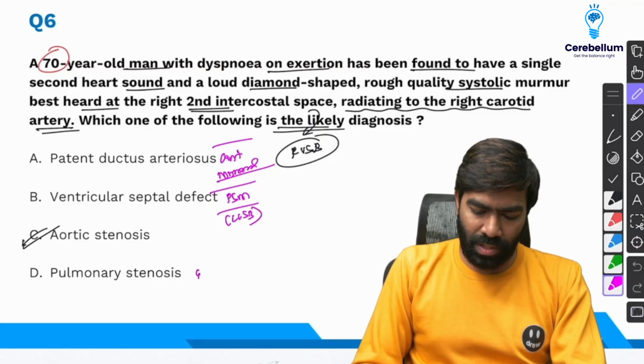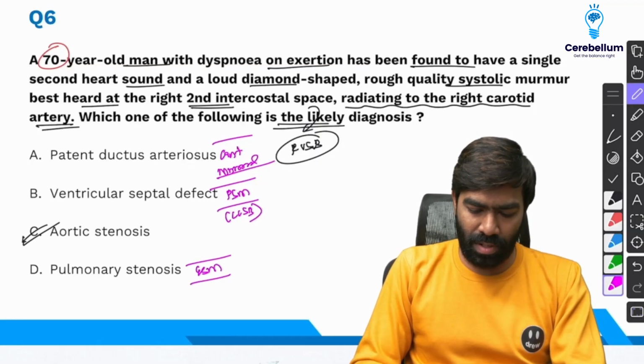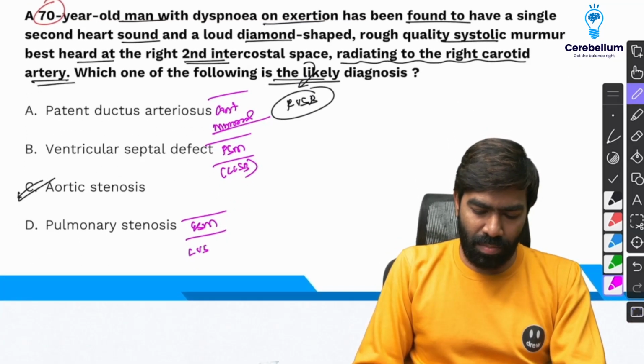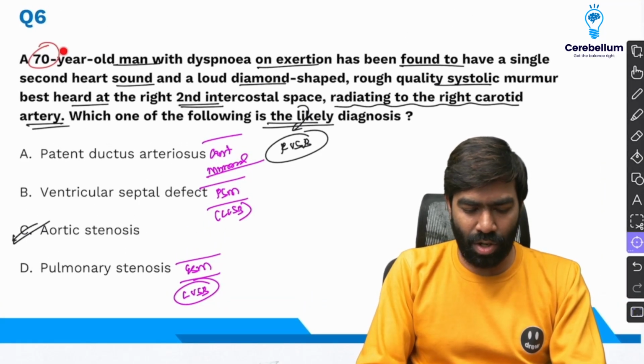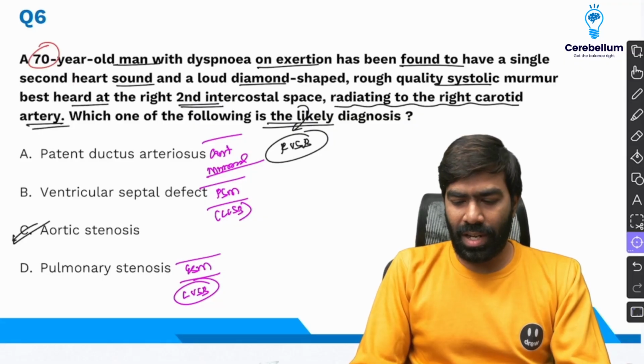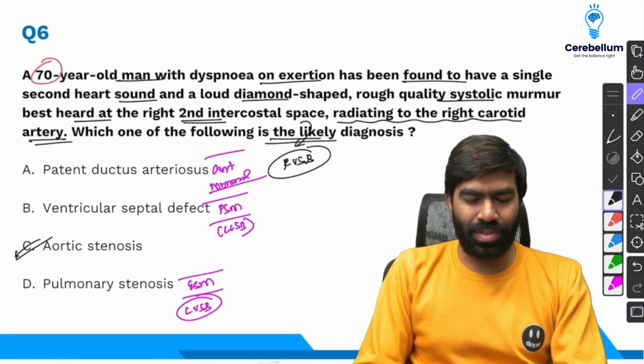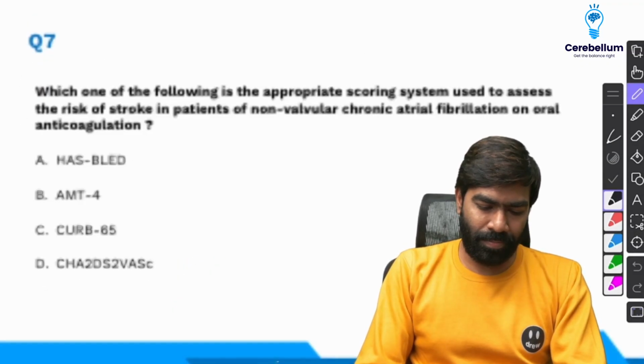Pulmonary stenosis can produce an ejection systolic murmur, but it will be in the left upper sternal border, not in the right upper sternal border. And of course, the age is not fitting into any other diagnosis except aortic stenosis in this question. The right answer is option C.